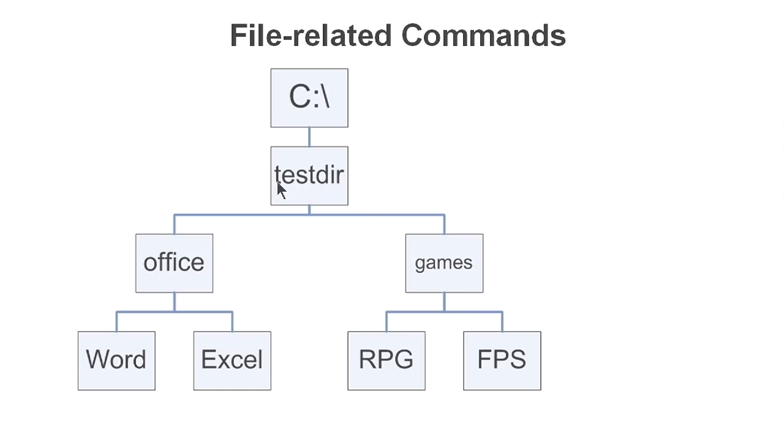And we're going to go ahead and create some folders of our own. We're going to create the test directory, test_dir, within the root of C. And inside test_dir, we're going to create Office and Games. These will be known as subdirectories or subfolders of the test_dir directory. Inside Office, we'll create a couple more subdirectories, Word and Excel. And inside Games, we'll create two more, RPG and FPS. So let's go do that now. And I'll probably switch back and forth just to remember which folders we're going to be creating.